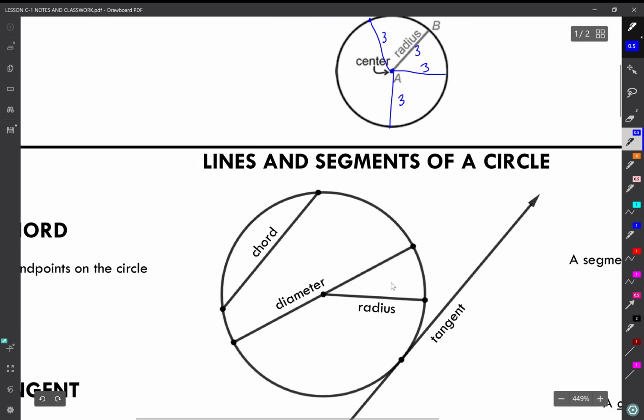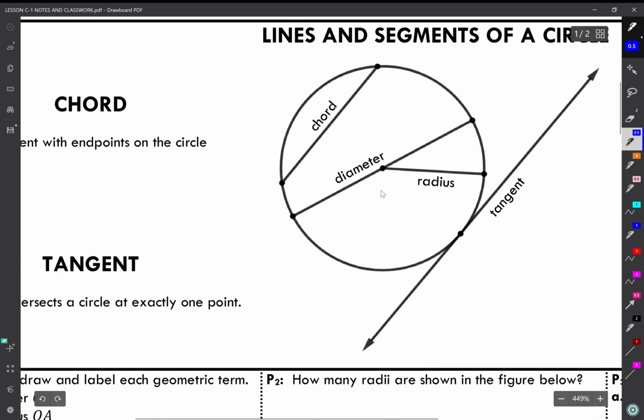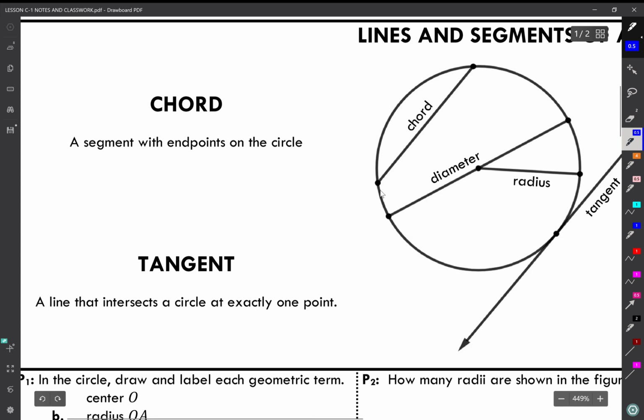All right, so let's talk about parts of a circle, these lines and segments of a circle. Our first one we'll talk about is a chord. A chord is a segment just with endpoints on the circle. So remember, segments look like this, 2 endpoints. So a chord has those endpoints on the circle. Very general term right here. So here's our example. Chord, there's 2 endpoints right there.